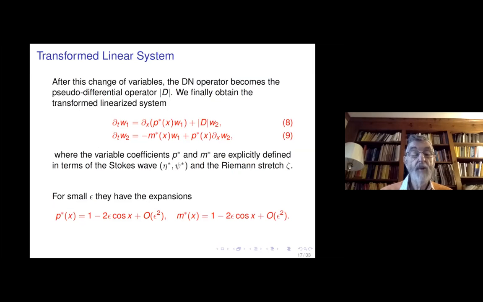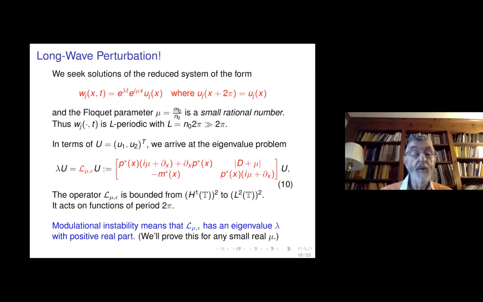Now we're going to do a little perturbation of the wave number. That means we look at time-dependent solutions which are exponentials, e to the lambda t, where lambda is complex, and then e to the i mu x, where mu is small and real. So instead of w, which were the previous unknowns, we're going to transform to u, the new unknowns, u_j, where j goes from 1 to 2. The parameter mu is called the Floquet parameter. And it's quite convenient to take it as a rational number.